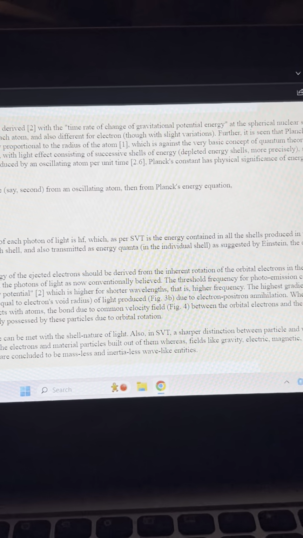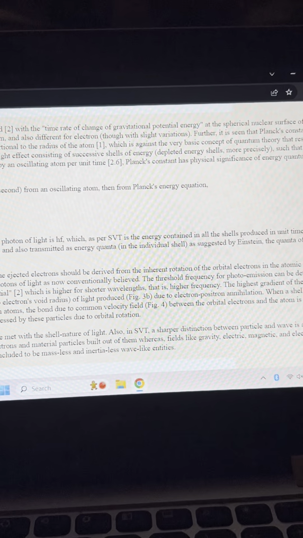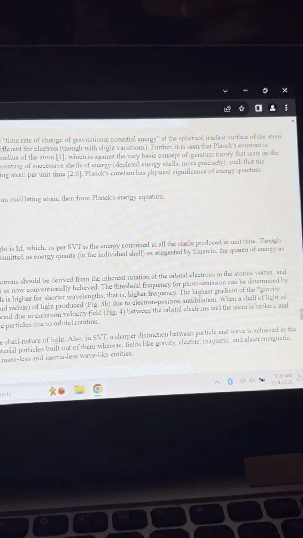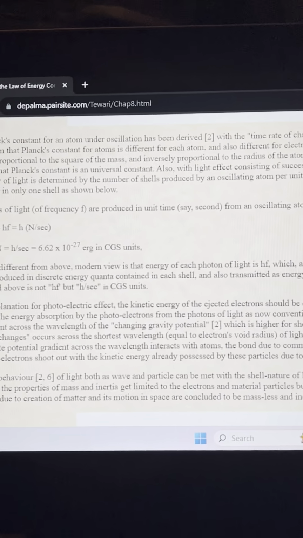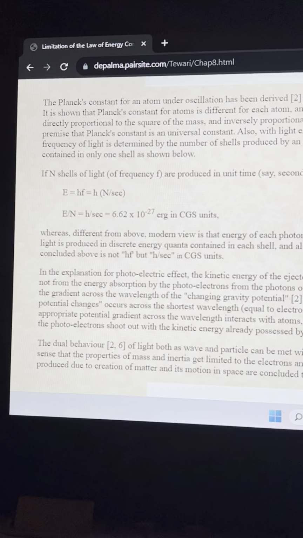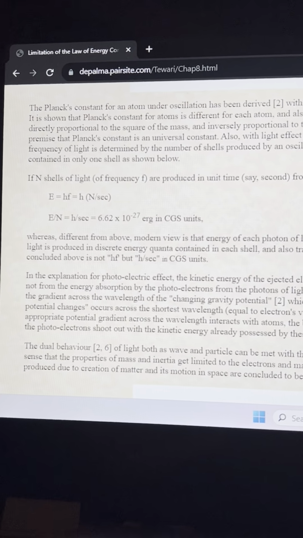Also, with light effect consisting of successive shells of energy, depleted energy shells more precisely, such that the frequency of light is determined by the number of shells produced by an oscillating atom per unit time. Planck's constant has physical significance of every quantum contained in only one shell, as shown below.